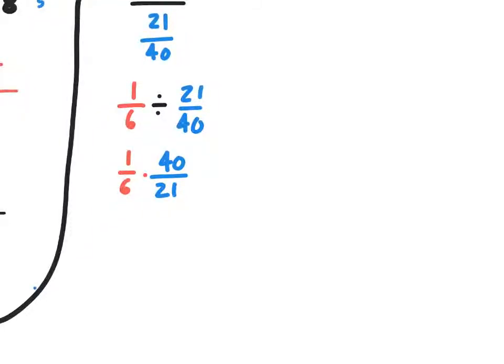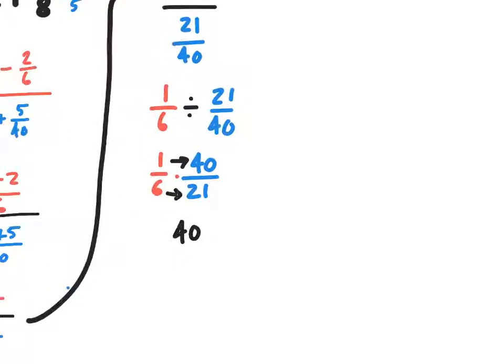All right, and so now what we want to consider is, how does this simplify? We can do this a number of ways, but let's just go ahead and multiply across. So 1 times 40 is just going to give me 40. 6 times 21 is going to give me 126.